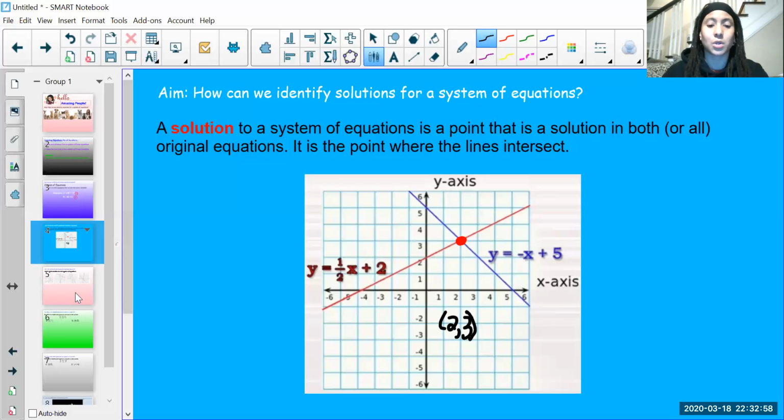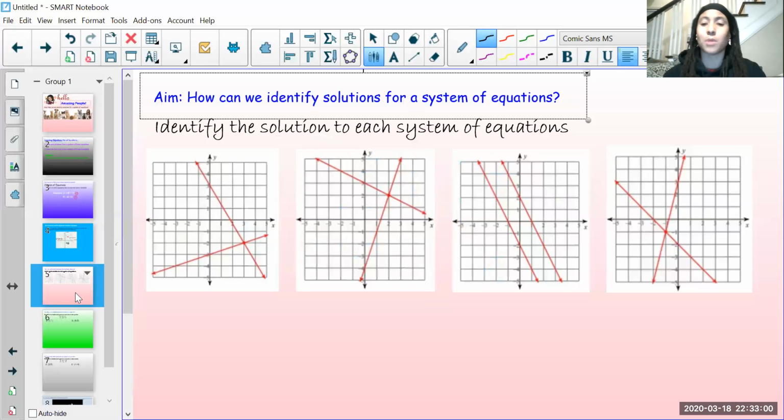All right, so take a moment and see if you could figure out what the solution for each of these systems are, and then come back and check your answers. So at this time, I would like you to pause the video, take about a minute or two, identify the solutions, and then come back.